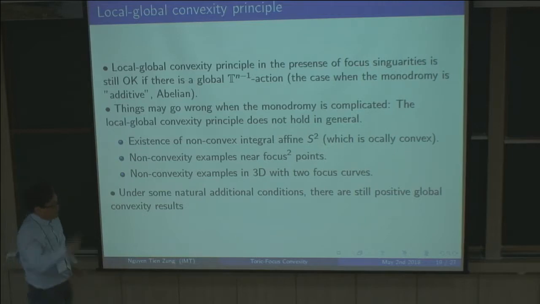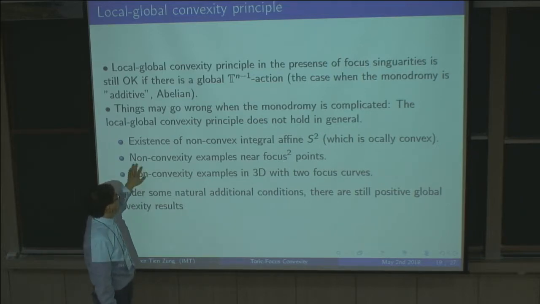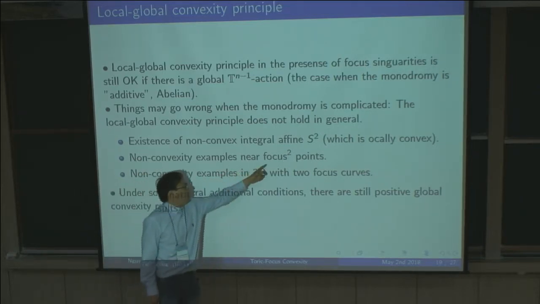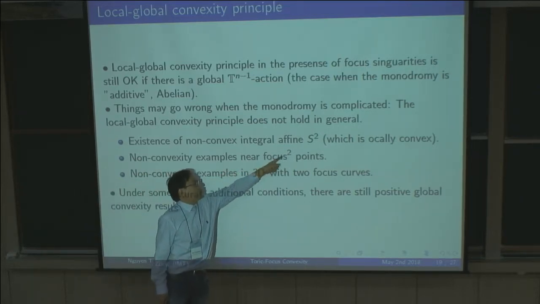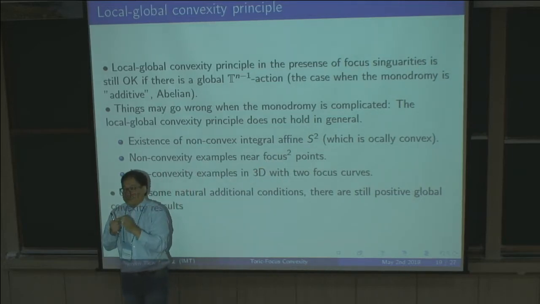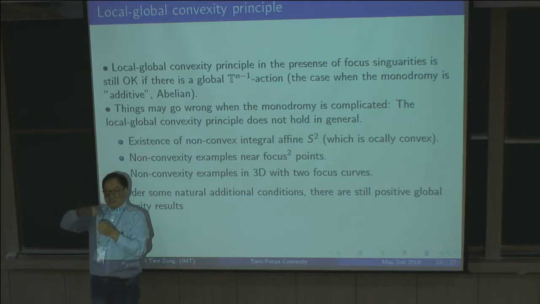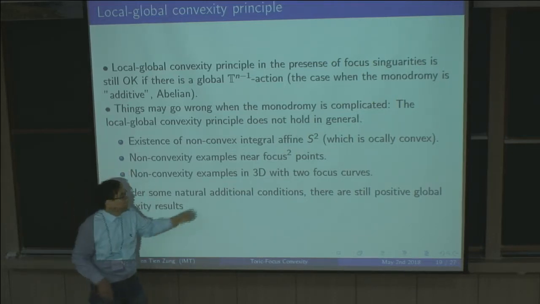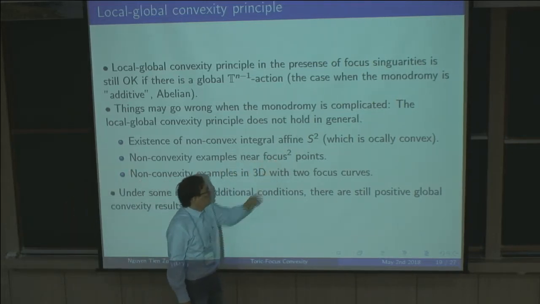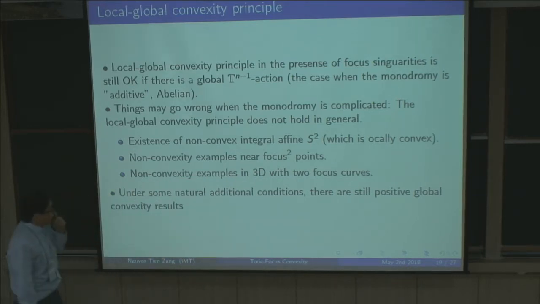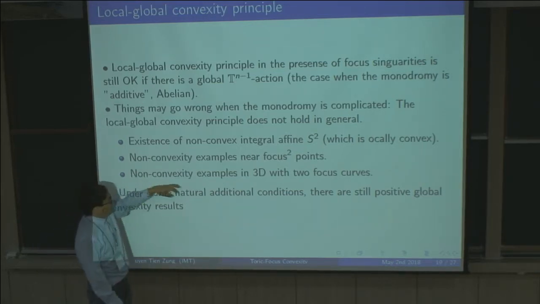It might. So for example, we have existence of a non-convex integral affine S2, okay, which is locally convex, so it's just a sphere with focus points. Okay? And also, we have an example of non-convexity when the focus type is focus 2, it means that you have two focus components. So the dimension is at least 8. Right? Each component has 4 dimensions. When you have 8 dimensions in focus 2, okay?